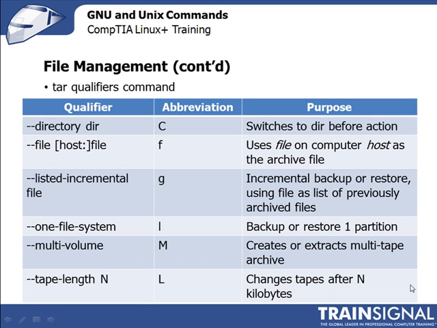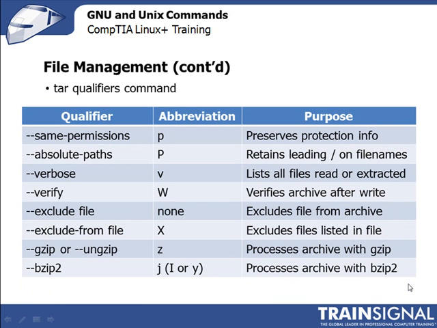--one-file-system, abbreviated with l, backs up or restores one partition. --multi-volume is abbreviated with a capital M, and it creates or extracts multi-tape archives. --tape-length n, abbreviated with the capital L, changes the tape after the n number of kilobytes. And our last group of qualifiers begins with --same-permissions, abbreviated by a lowercase p, and that preserves all protection information.